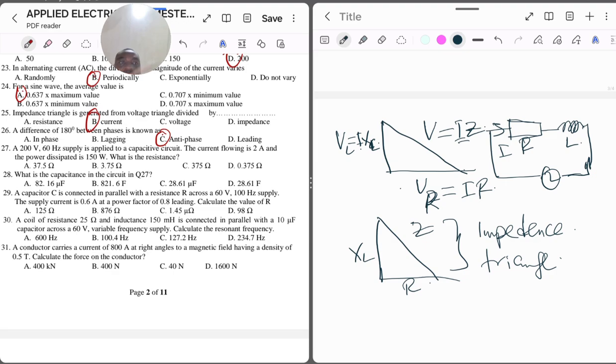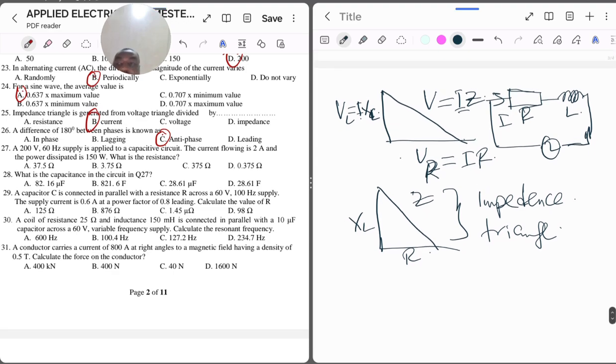Now question 27. A 200 volt, 60 Hz supply is applied to a capacitive circuit. The current flowing is 2 amps and the power dissipated is 150 watts. What is the resistance? Here we are talking about a capacitive circuit, but this is not the same as a purely capacitive circuit. So you have to know the difference.